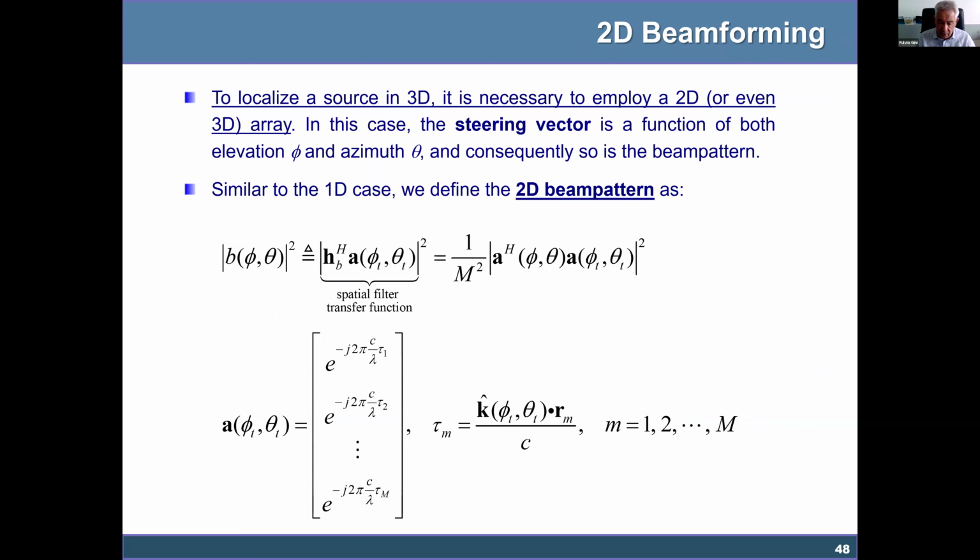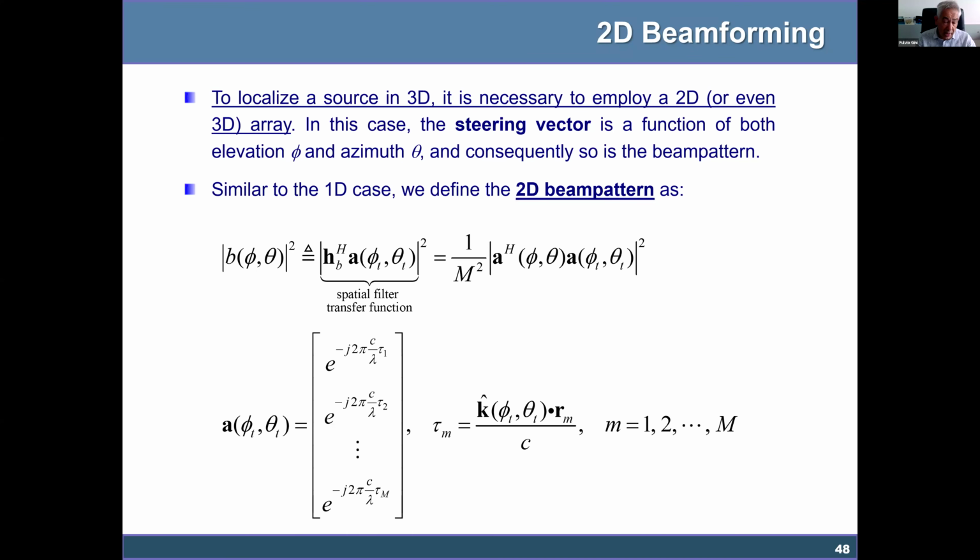We understood that one problem with linear array, and in particular ULA, but it is true for any linear array, is that if you have a linear array, we cannot estimate separately azimuth and elevation. We can estimate only one of the two. So for example, we have to assume that the elevation is 0. So both the array and the sources are on the plane, and then you estimate the azimuth.